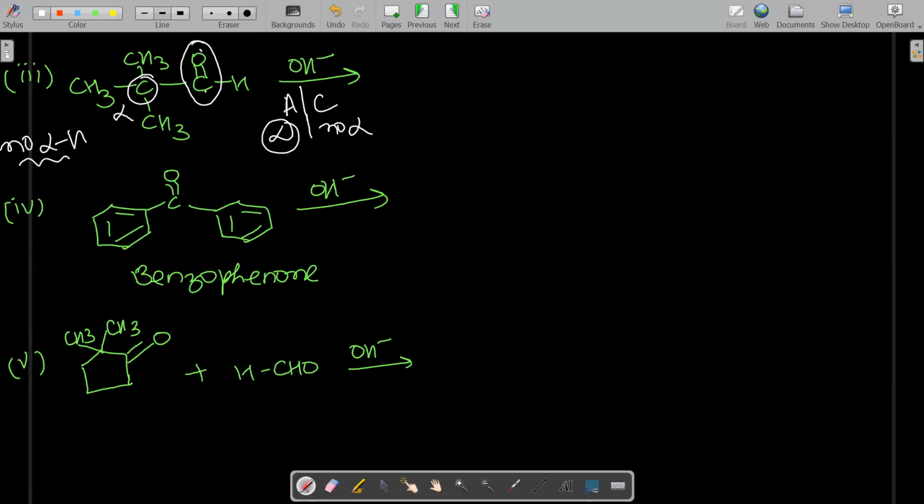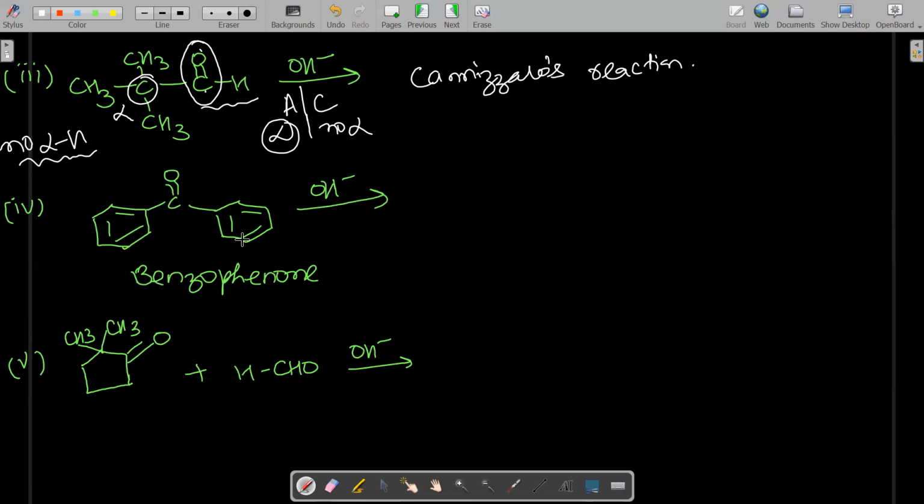And if there is no alpha hydrogen present, it means it will show which reaction? Yes, Cannizzaro reaction. Okay, so this compound is responsible for Cannizzaro reaction, and the same thing, one molecule gets oxidized. So you can write the product also. This CHO gets oxidized into COOH, and the second CHO gets reduced into CH2OH. So you can write the product on your own. Now see the next example.